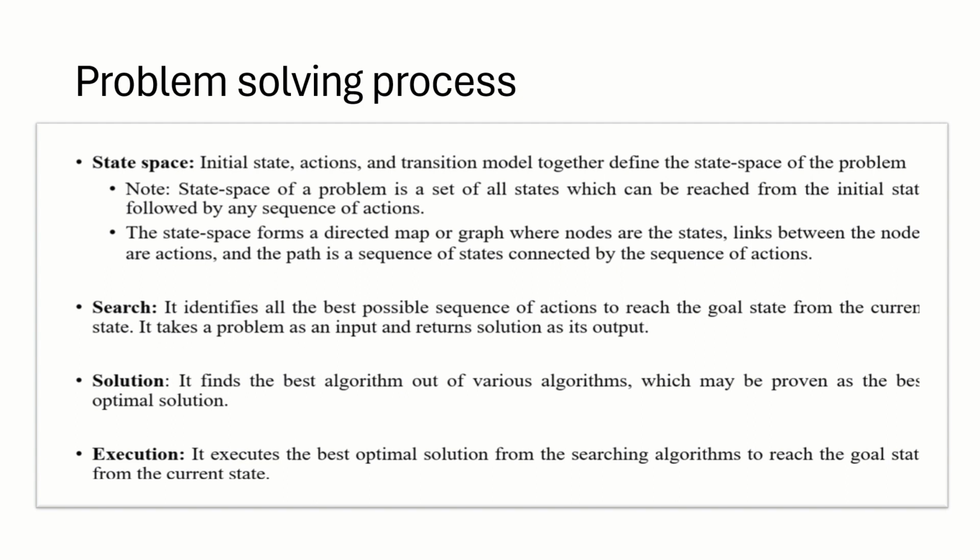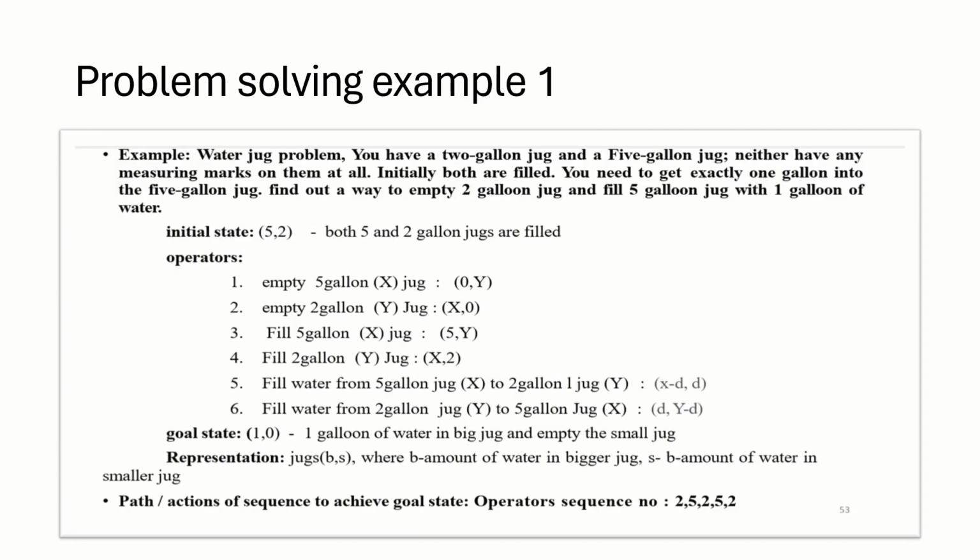Search. It identifies the best possible sequence of actions to reach the goal state from the current state. It takes a problem as an input and returns the solution as an output. Solution. It involves finding the best algorithm or the least path out of various algorithms available to reach the goal state. Execution. It executes the best optimal solution with least path cost to attain the goal state.